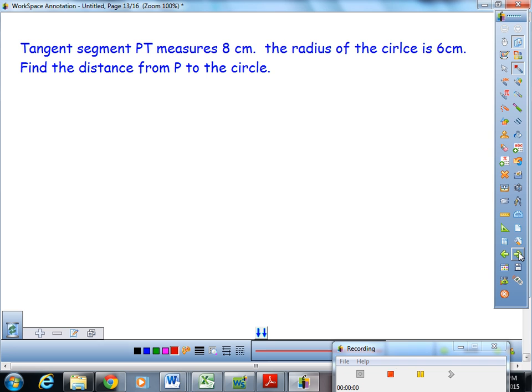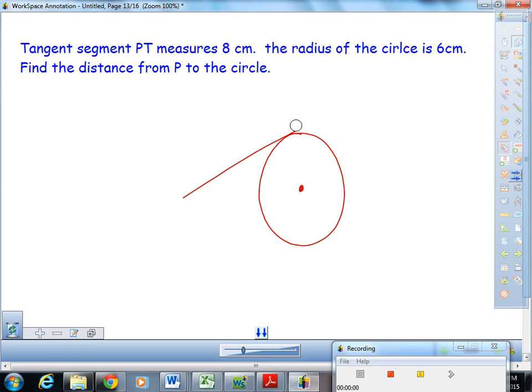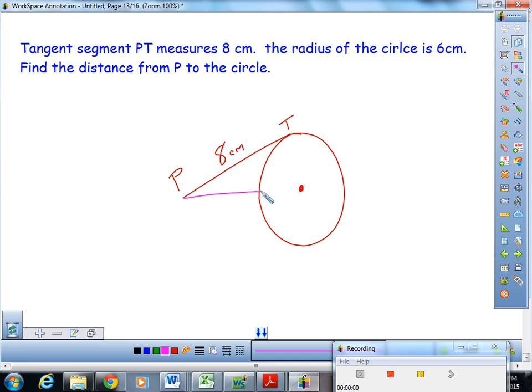Tangent segment PT measures 8 centimeters. The radius of the circle is 6 centimeters. Find the distance from P to the circle. Well, let's just start with a circle. Okay, tangent segment PT is 8 centimeters. The radius is 6. Find the distance between P and the circle. That's what they want.